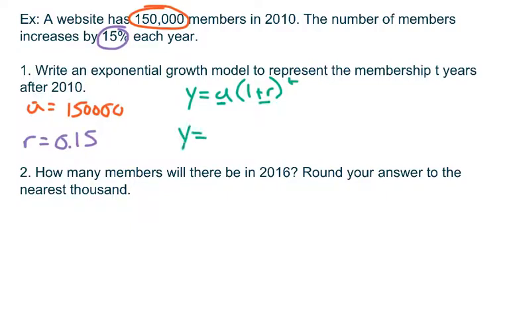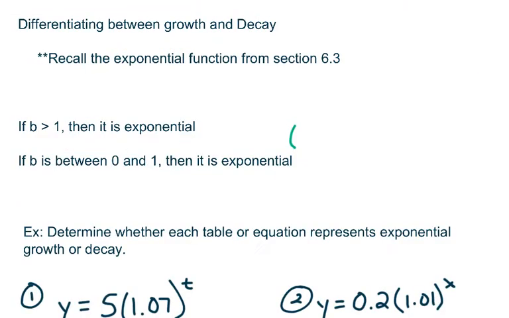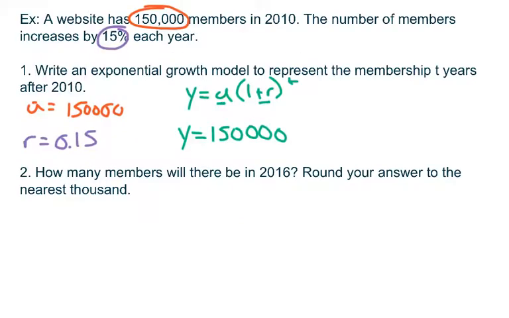So we're going to have y equals our initial amount, 150,000. Whoa, sorry about that. Flip the page. 150,000 times 1 plus our growth rate, 0.15. And we don't have a time yet, so that is going to be t years. And that's going to be your answer there for question number 1. Again, if you want to simplify that, 1.15, feel free.